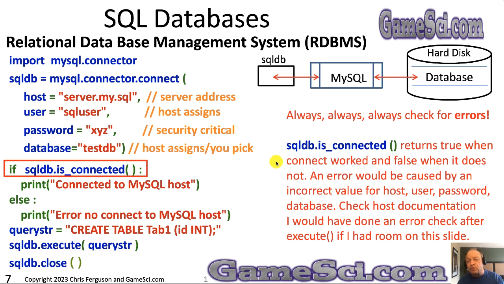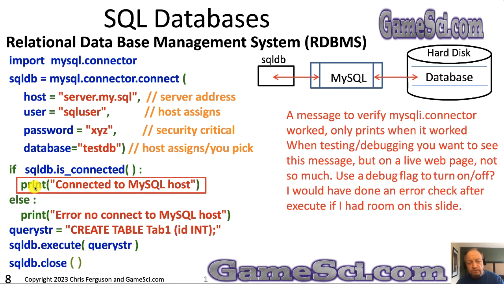SQLDB.isConnected returns true when the connect worked and false when it does not. An error would be caused by an incorrect value for host or user or password or database name. Check your host documentation. If you don't supply the correct values from here, the connection will not work. I would have done more error checking on this slide, like after the execute command, if I had more room on this slide. It's extremely important to check for errors.